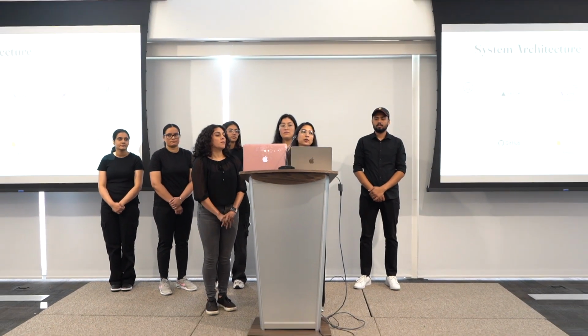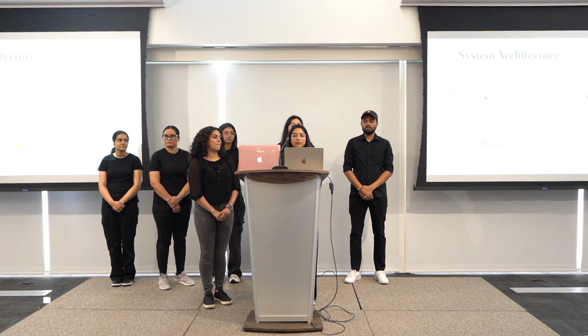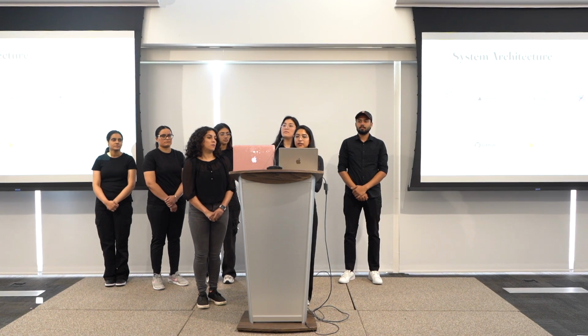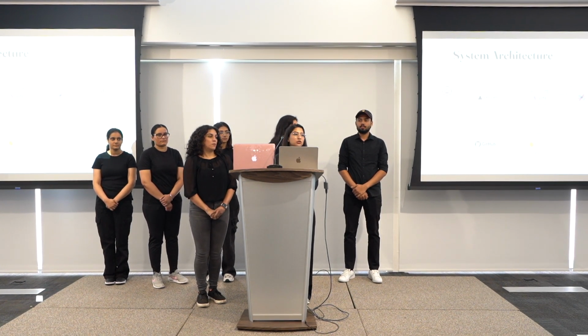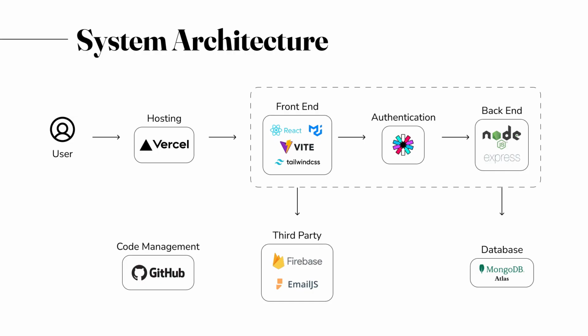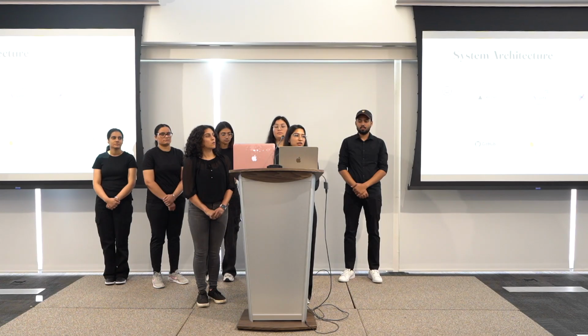So for the front end, we are using React plus Vite with Material UI and Tailwind CSS to create a responsive and user-friendly web app. For authentication, we have used JWT tokens, and in the backend, we have used Express.js with Node.js due to their accessibility and their scalability to handle multiple requests. For the database, we are using MongoDB, and also we are using Firebase storage to store the images and EmailJS to get the emails from the customers. We are managing the code on GitHub, and also we are hosting our website on Vercel.